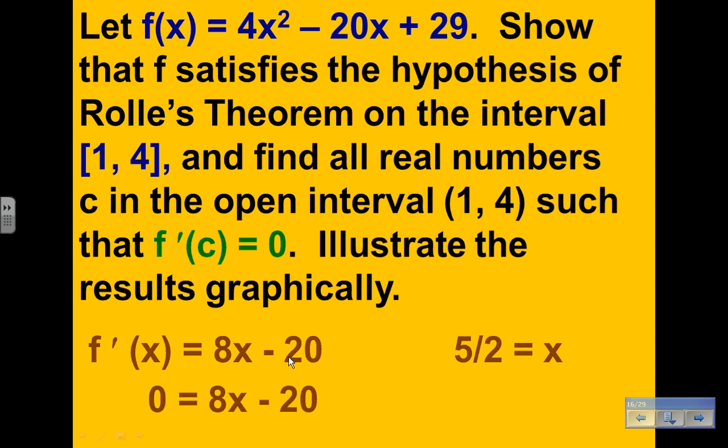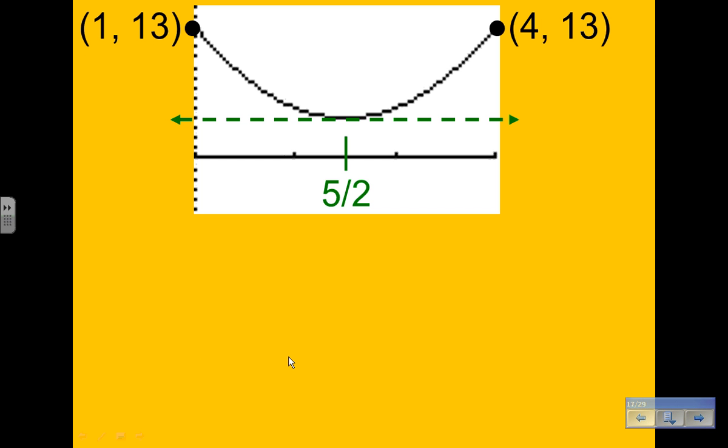So that's the critical value. Is that between 1 and 4? Yes, it is. So now we're going to sketch the graph. All right? I got the derivative. I got the critical value. Now I'm going to sketch the graph. So the function value of 1 and 4 is both 13. The critical number is 5 halves. So everything looks like it's going just fine.